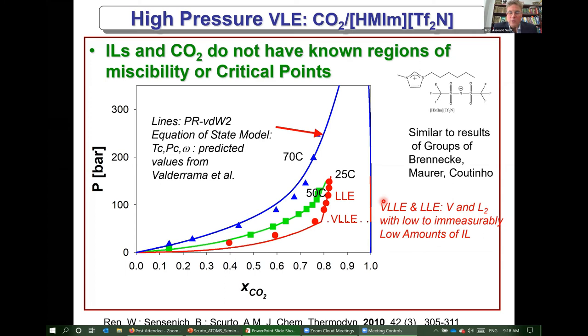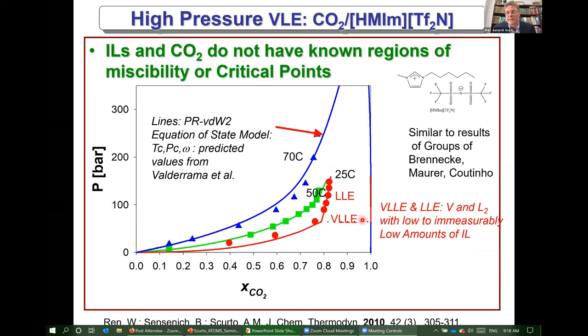But now looking at 25 degrees, we also notice that we hit this vapor-liquid-liquid equilibrium point and this region of liquid-liquid equilibria that seems to go on for a very long time. We can't find the top if it ever goes to a mixture critical point. And again, this VLLE occurs almost exactly at the same vapor pressure of CO2.